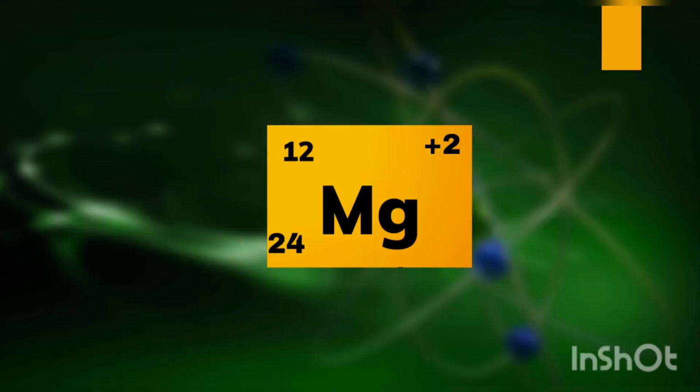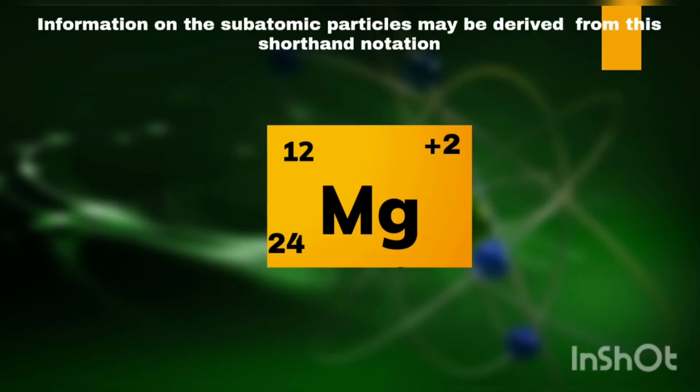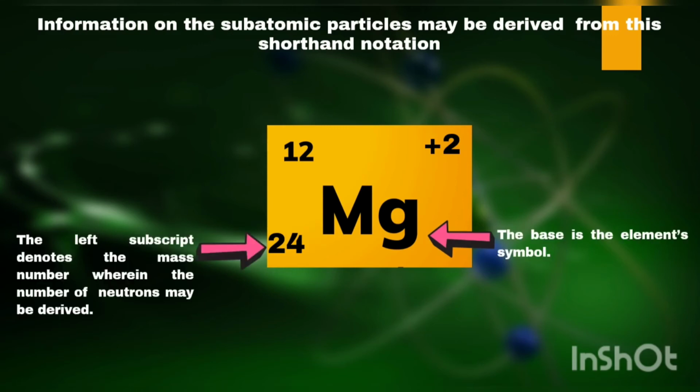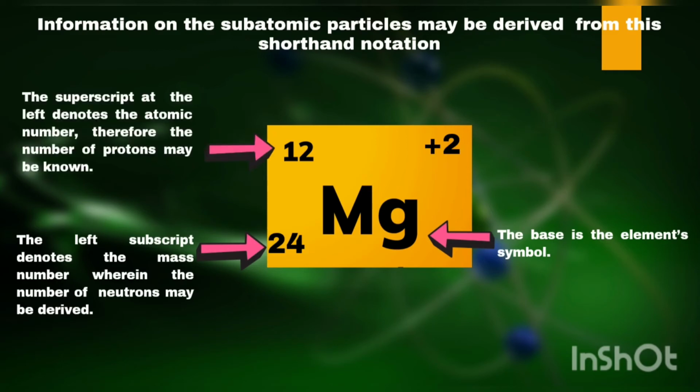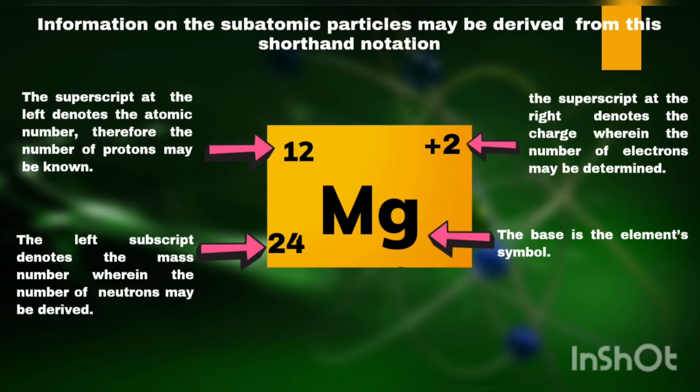At this point, let us analyze the figure. Information on the subatomic particles may be derived from this shorthand notation. The base is the element's symbol. The left subscript denotes the mass number, wherein the number of neutrons may be derived. The superscript at the left denotes the atomic number. Therefore, the number of protons may be known. The superscript at the right denotes the charge, wherein the number of electrons may be determined.